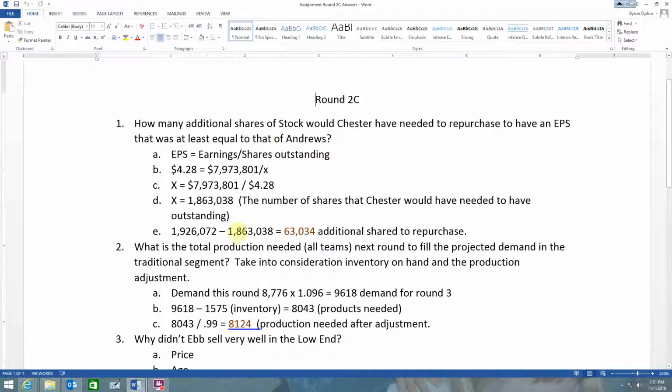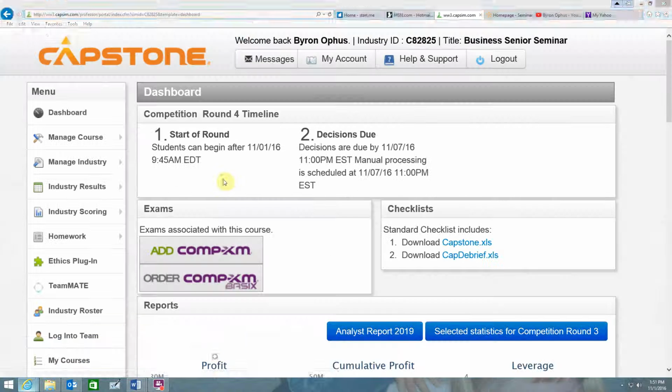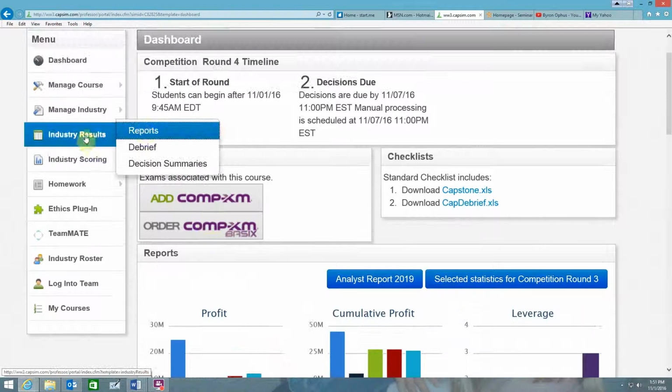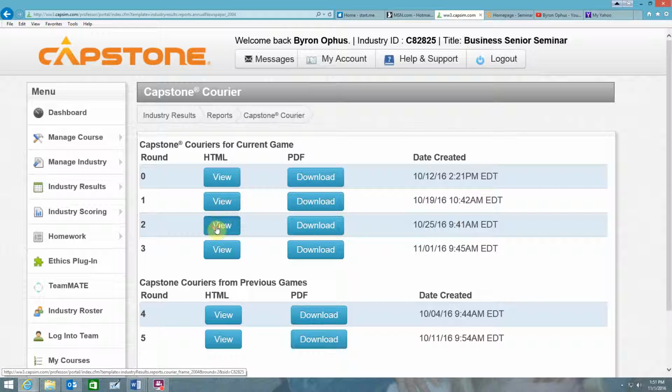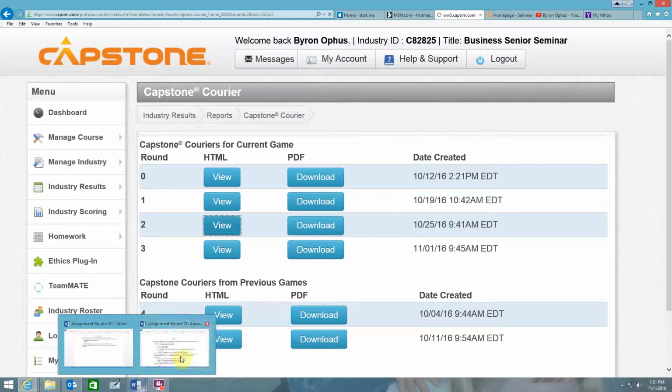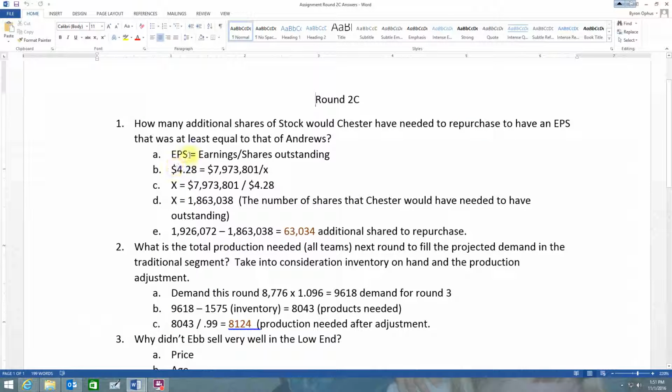We're going to have to do a little bit more math to get back to the answer that we need. So I'm going to get this opened up so we can have a look at that. Round 2 is what that was. Earnings per share is equal to earnings divided by shares outstanding.